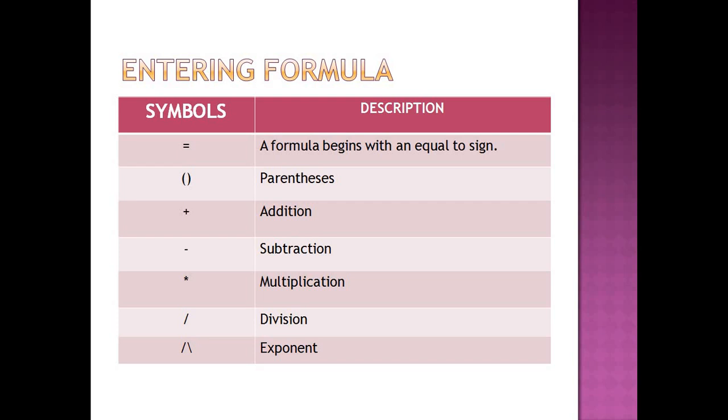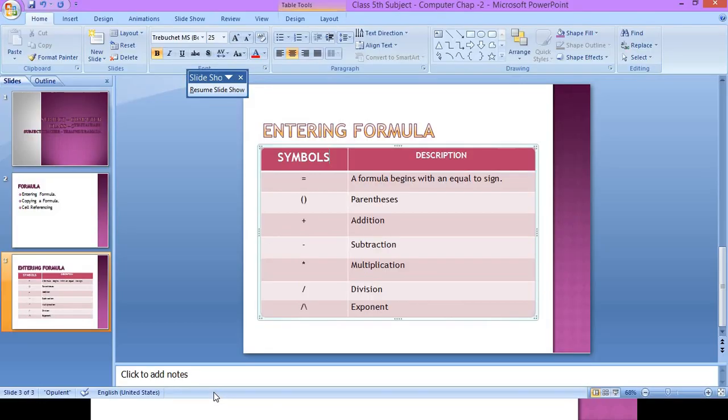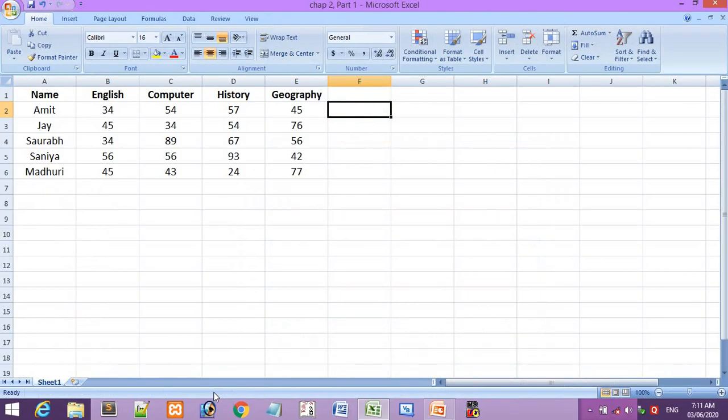Now we will go to the Excel spreadsheet. So here this one is the Excel spreadsheet. In this Excel spreadsheet, I have already formed a table. Here in this table there are names of the students with their subject marks. These are the subjects and here are the marks.